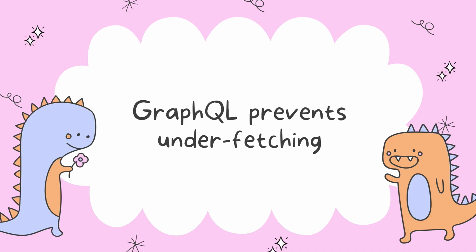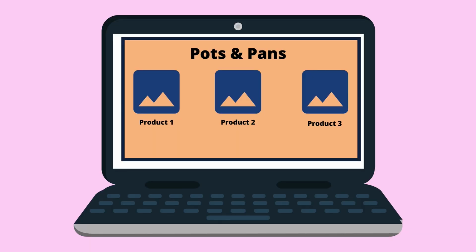In the last section, we learned about how GraphQL prevents overfetching. In this section, we're going to learn how it actually prevents underfetching. So to do that, let's say that we made a slight improvement to our e-commerce website. We are now able to showcase all of the products in a particular category. So over here, let's say we are in the pots and pans category, and what we do is we display all of the products inside of the pots and pans category, and no products that are outside of that category.